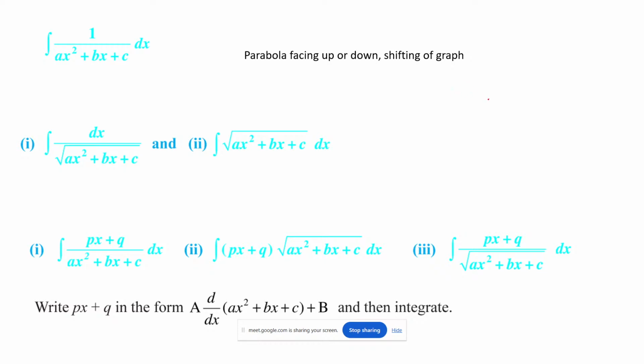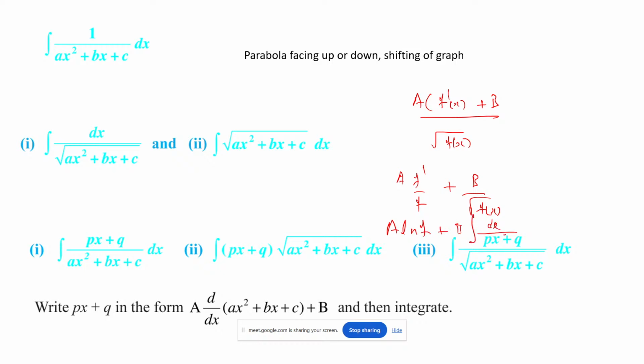Okay, so this one, (px plus q) is a into f dash x, plus b by root of f of x, right? If you split this, what will this become? A into f dash by f, plus b by root of f of x. This becomes a ln f plus b times the integral of dx by root of ax square plus bx plus c, which is nothing but this format.